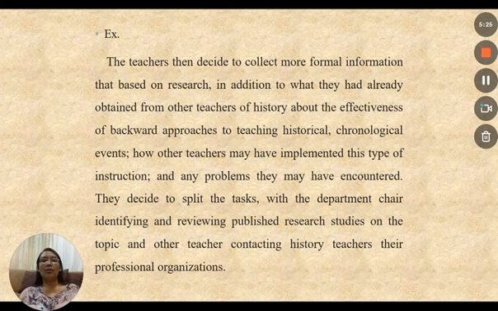How other teachers may have implemented this type of instruction and any problems they may have encountered. They decide to split the task, with the department chair identifying and reviewing published research studies on the topic and the other teacher contacting history teachers' professional organizations.